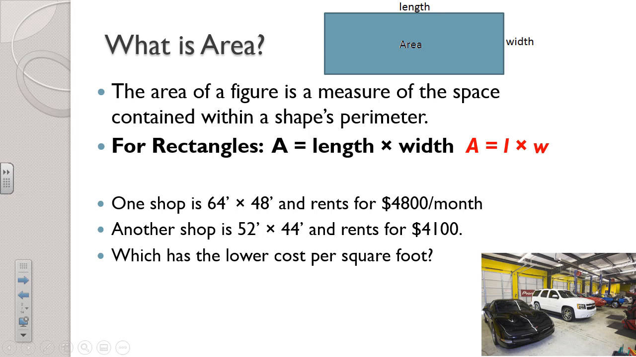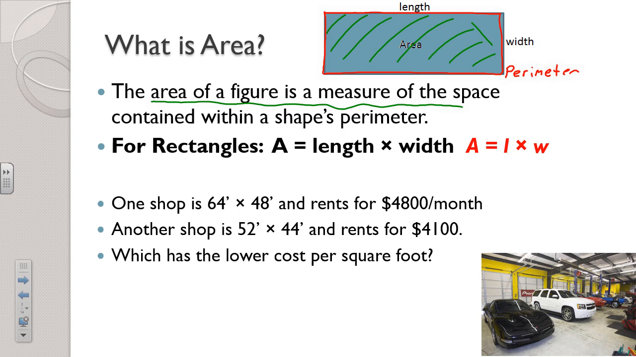Okay, so area. Area is the measure of the space inside the perimeter. If you remember from our work before this disruption, perimeter is the distance around the outside of a shape, whereas area is a measure of the space inside of a shape. Each shape has its own way of finding area, and the simplest shape to find the area of is a rectangle. For a rectangle, all we need to do is multiply length times width.